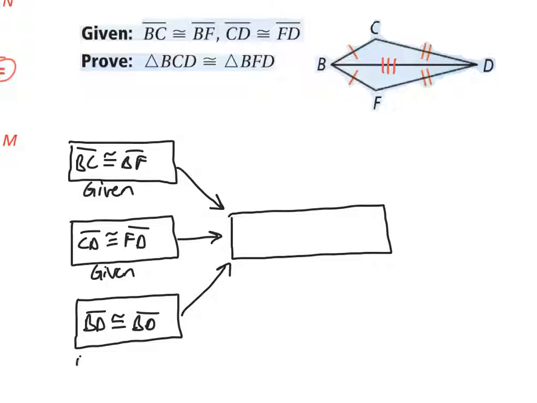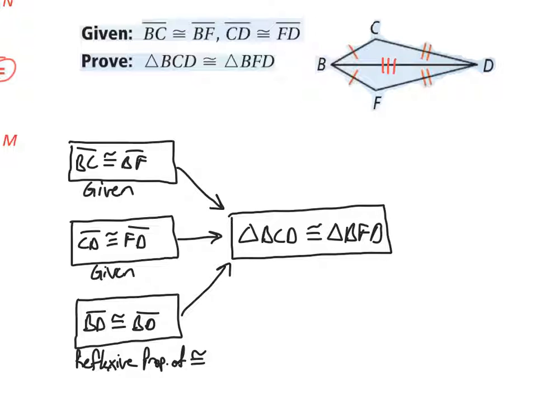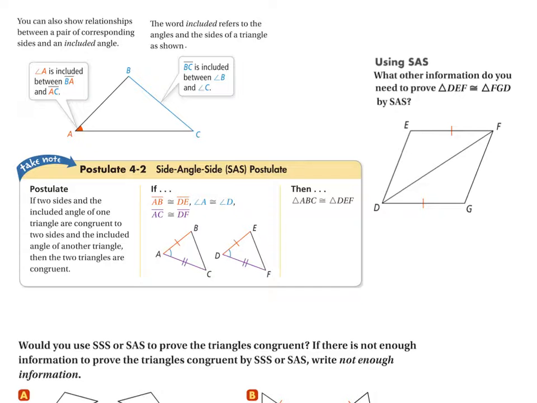And why is that? The reflexive property of congruence. And please, yes, tell me it's the property of congruence, because remember, there was a reflexive property of equality. We're not using that one here. So we now have 3 sets of congruent sides. So that means our 2 triangles, triangle BCD, will be congruent to triangle BFD. And that is by side, side, side.